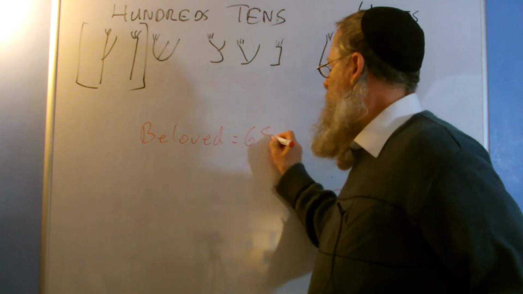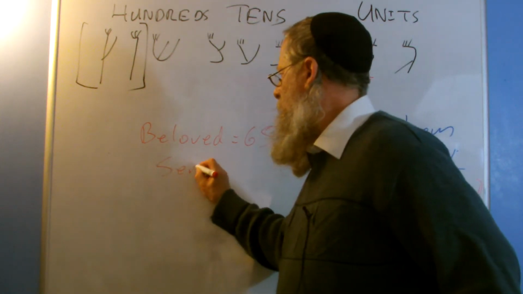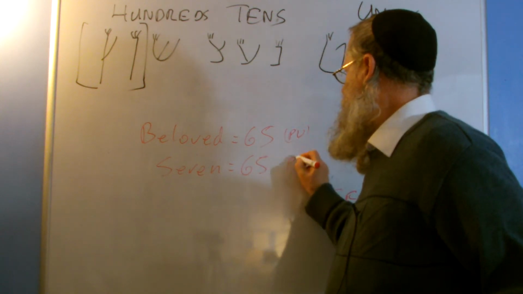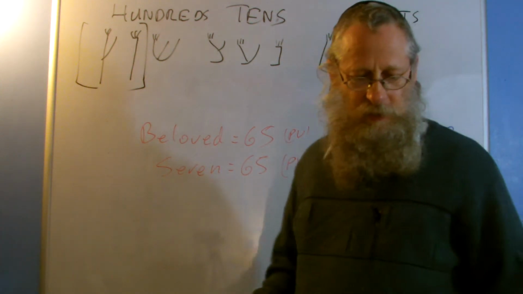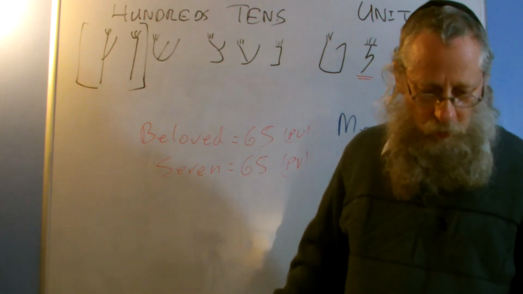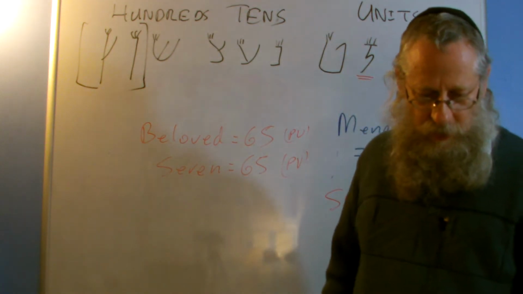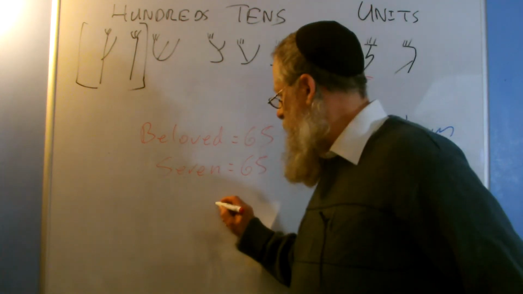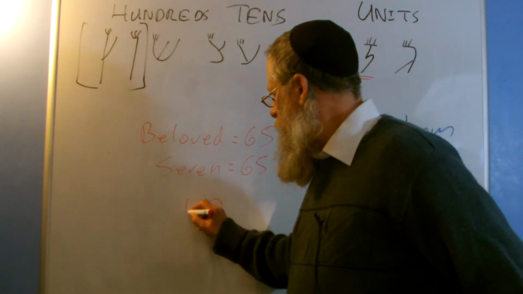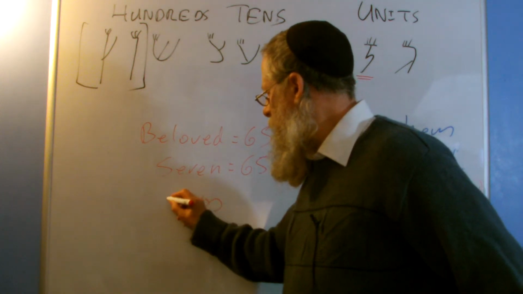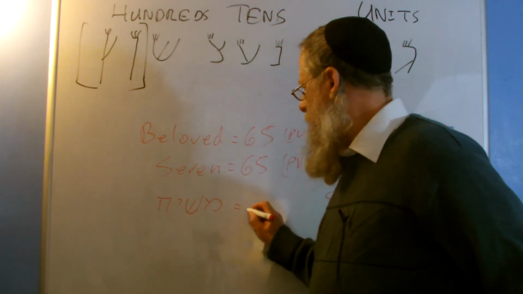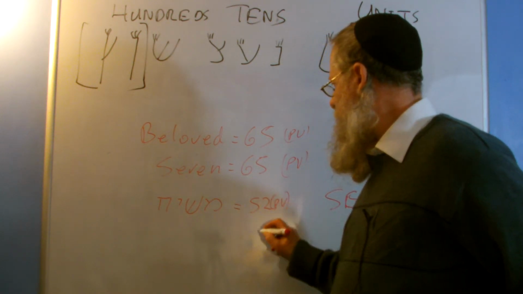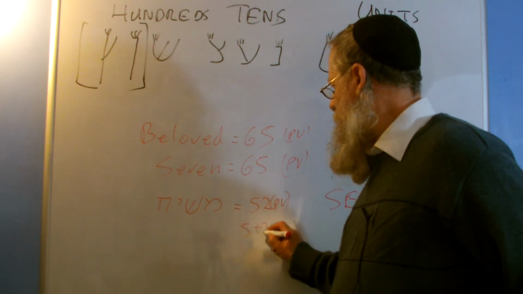is 65, and the word 7 is 65. I'm using placement values. Okay? So all sevens are beloved. Sevens are connected to Mashiach. The word Mashiach in Hebrew, Mem, Shin, Yud, Chet, placement value is 52. That's PV, placement value. And 5 plus 2 is 7.